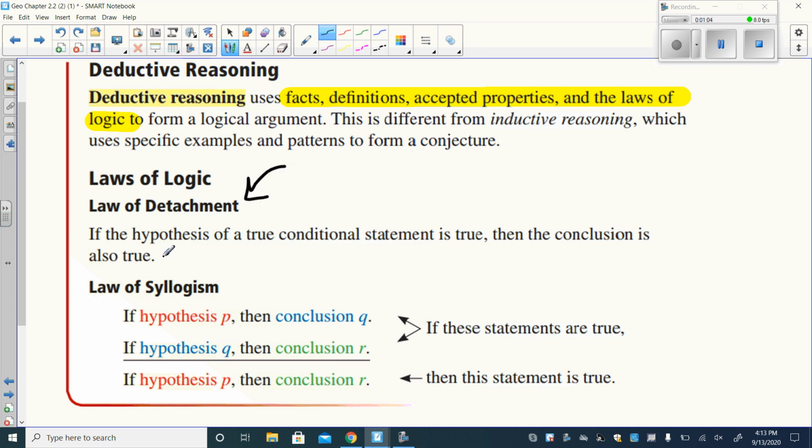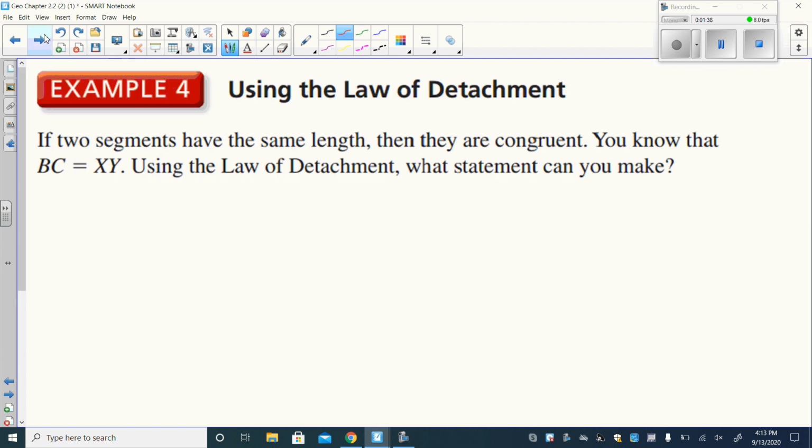Now, the law of detachment pretty much says if the hypothesis of a conditional statement is true, then the conclusion is true. So if the first part of the statement is true, then the conclusion is true. And that's it. Now, law of syllogism pretty much says if P, then Q. If Q, then R. Then we can say if P, then R, because the conclusion of one matches the hypothesis of the other. Since these match up, it means we can say that these two here are true as well. And that'll make more sense when we see it.